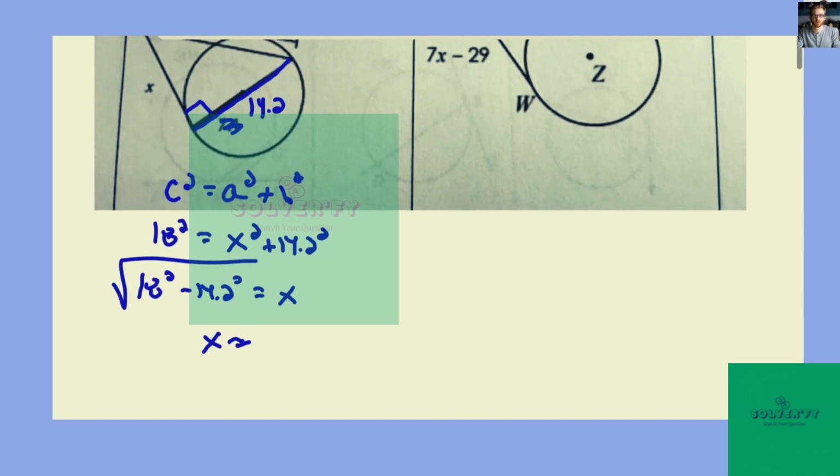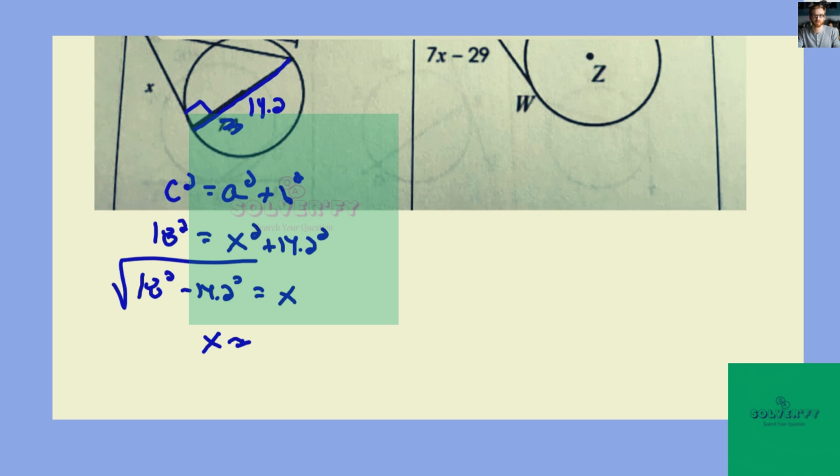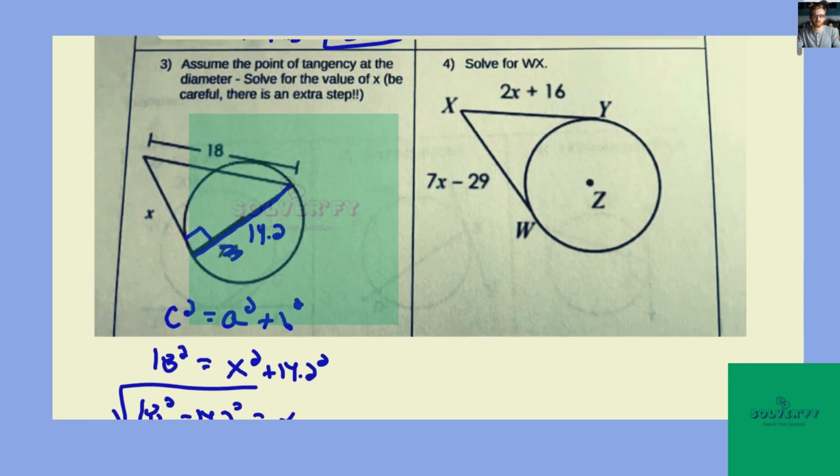I don't know why I said 18.2 squared. It's just 18. 18 squared minus 14.2 squared is about 11.06, or 11.1 to the nearest tenth.